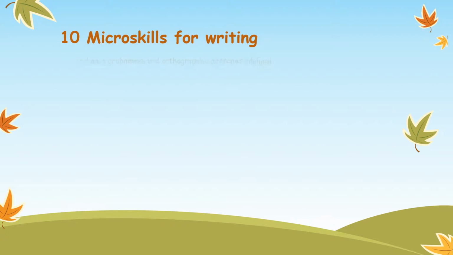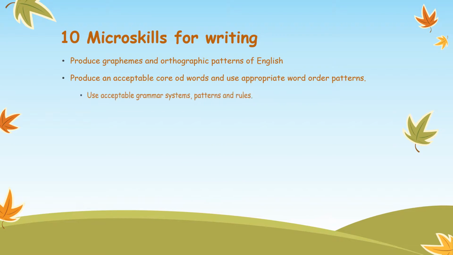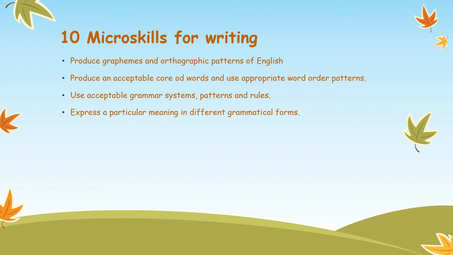Ten micro skills for writing. First, produce graphemes and orthographic patterns of English. Produce an acceptable core of words and use appropriate word order patterns. Use acceptable grammar systems, patterns, and rules. Express a particular meaning in different grammatical forms.